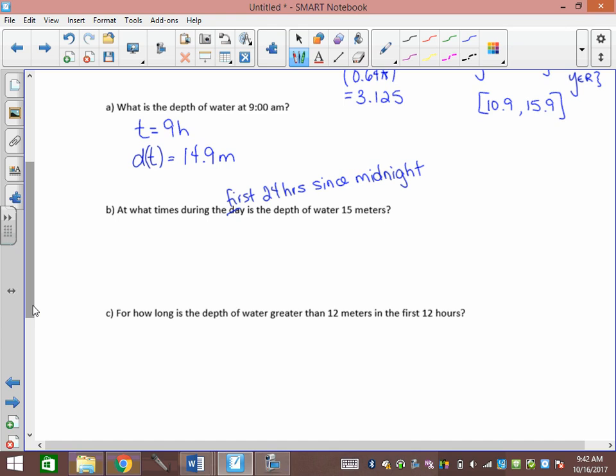They could also say, when's the first time it reaches 15 meters? And that would get you one answer. Or they could say, when is the first time it falls below 15 meters? And then they're actually asking you for the second intersection. They can ask in so many different ways, right? So the way I'm going to ask it is, instead of at what times during the first 24 hours is the depth 15 meters, how many times? Because I don't want you to sit there and write out all of the different times, because that's just crazy. They would never make you do that. So how many times does it cross?